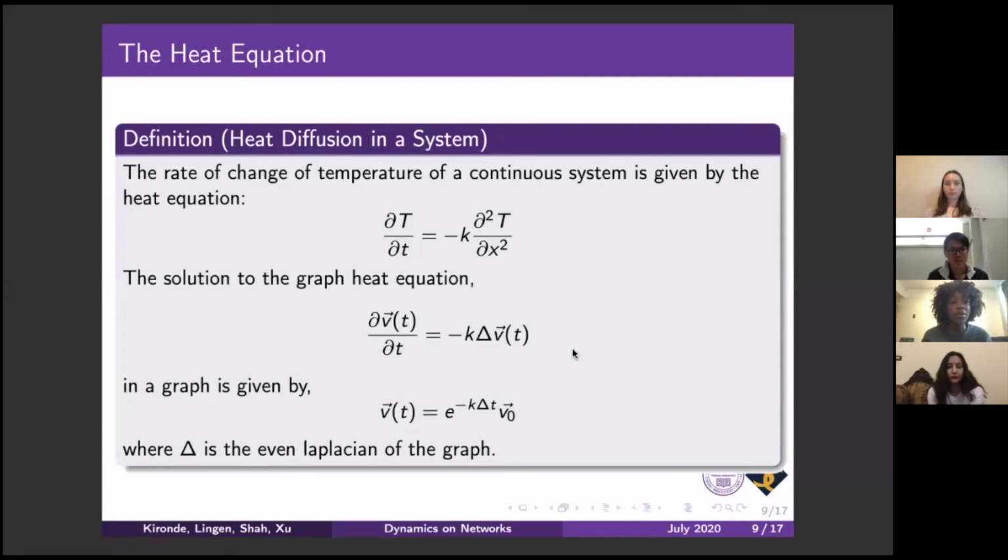We found the solution to the graph heat equation, and it can be used to find the temperature of a graph at any given time. It states that the temperature at a time t is equal to e to the power of -kΔt multiplied by the initial state v0, where k is a real number and Δ is the graph Laplacian. This led us to investigate how the temperature of a network changes with time.